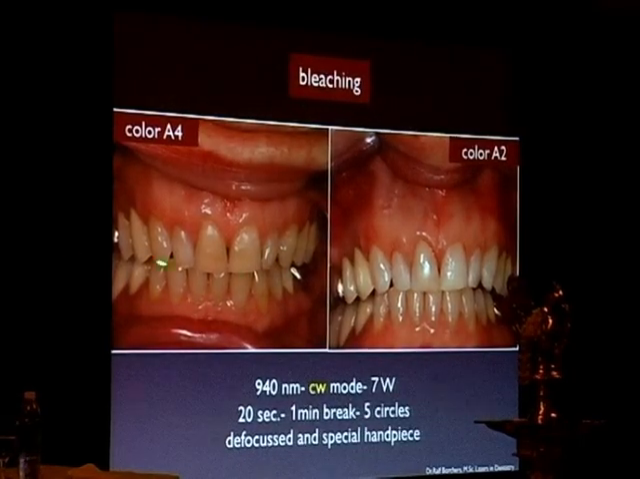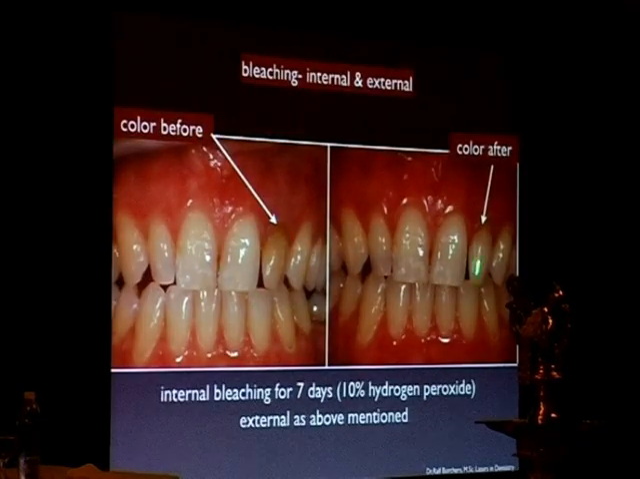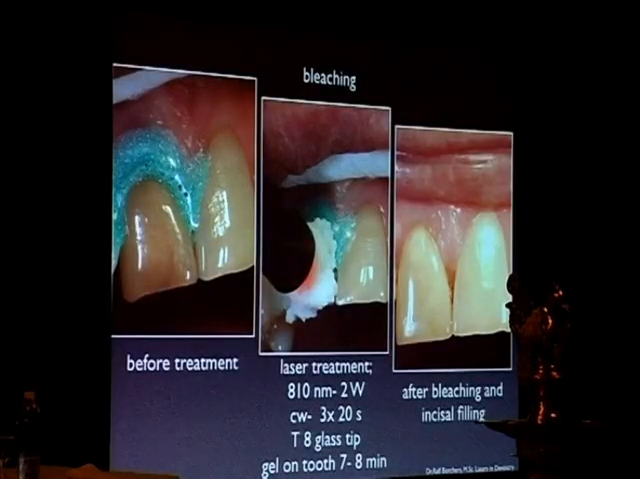This is color A4 before, afterwards color A2. It's done with a 940 nanometer diode with 7 watts, continuous wave mode. Here we have done an internal and external bleaching, and this is another diode, an A10, 2 watts. This is a glass fiber with a diameter of 8 millimeters.